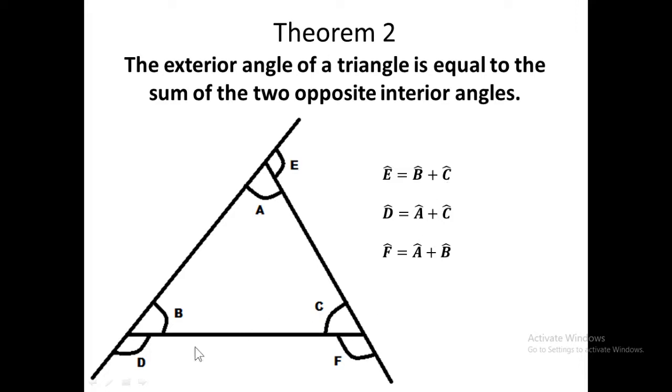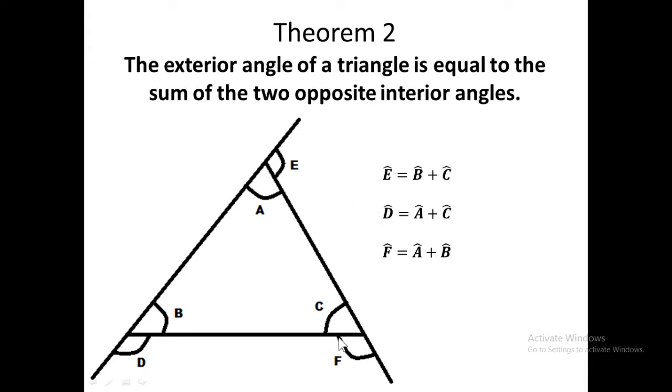Also, if I should ask you about this exterior angle D here, where are the two opposite interior angles? Angle A and angle what? Angle C. So it means that our angle D here is going to be equal to what? Angle A plus C. Also, exterior angle F, where are the two opposite interior angles? The angle A and angle what? Angle B. So it means angle F here is going to be equal to what? Angle A plus B.